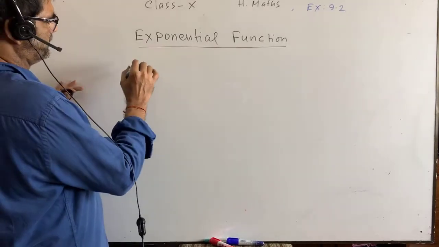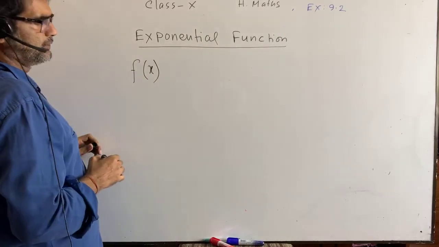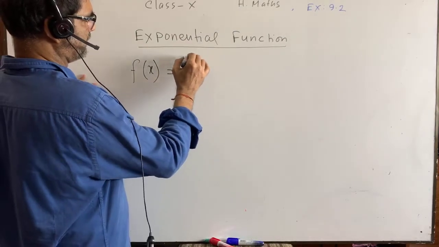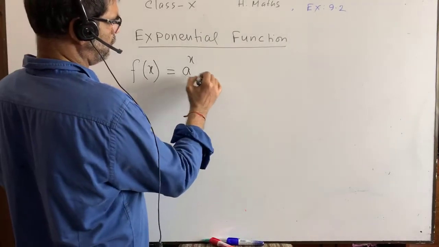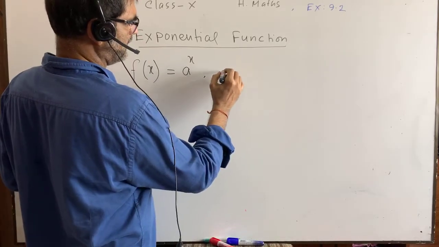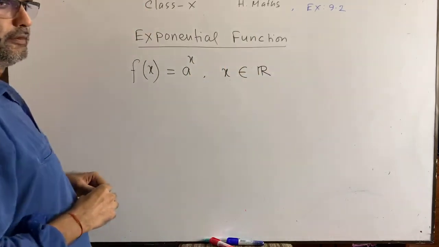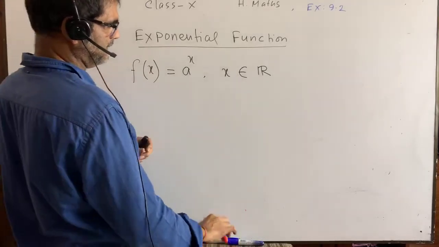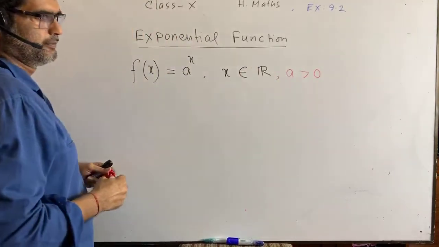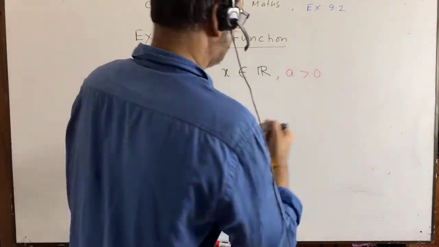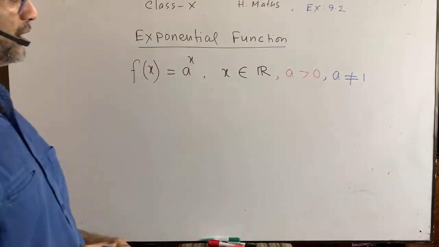You see, suppose, write down, f(x) is equal to a to the power x, where x belongs to R, and a greater than 0, and a is not equal to 1. I have given 3 conditions.